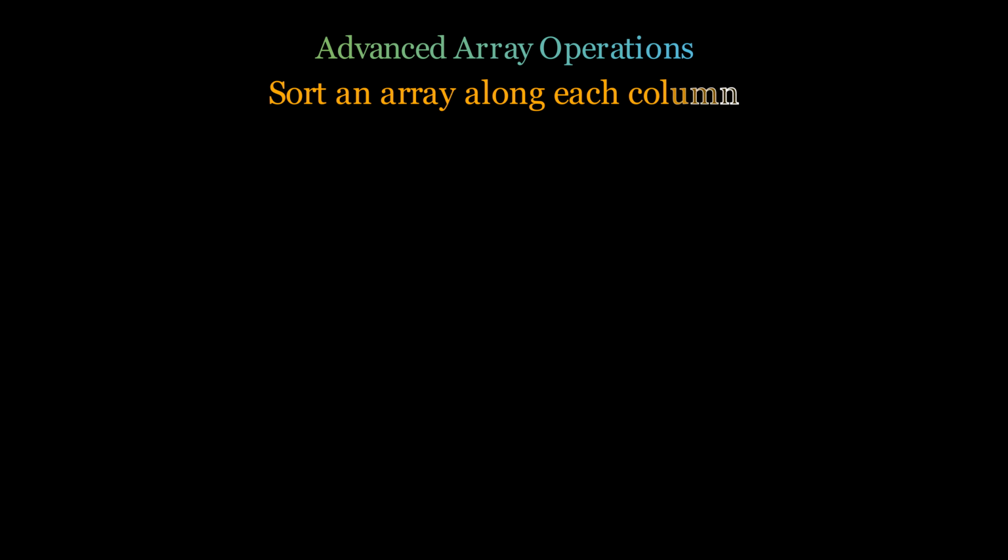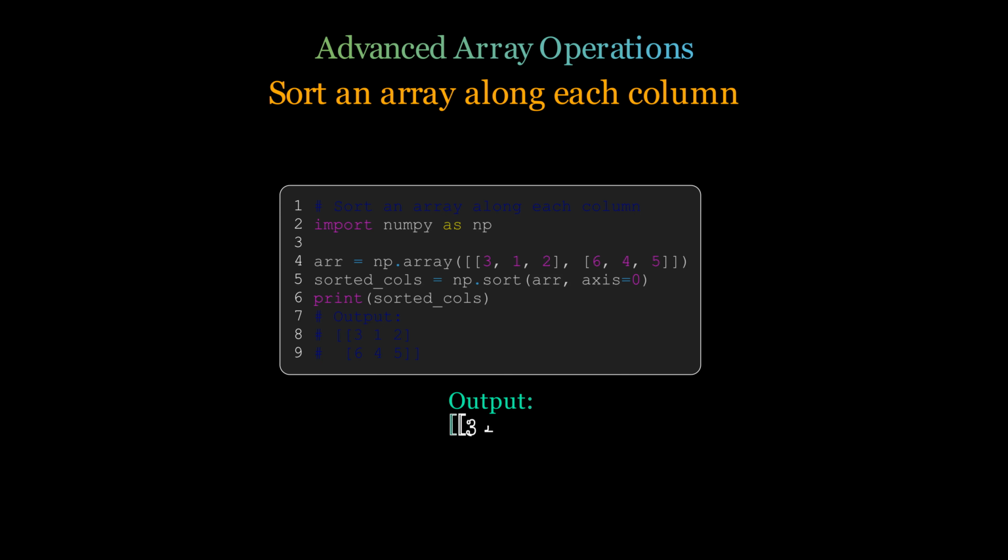Column-wise sorting, axis equals 0, maintains row relationships while ordering each column. For our array, columns are already in order, so the output matches the input. Column sorting is crucial for organizing tabular data by specific features.